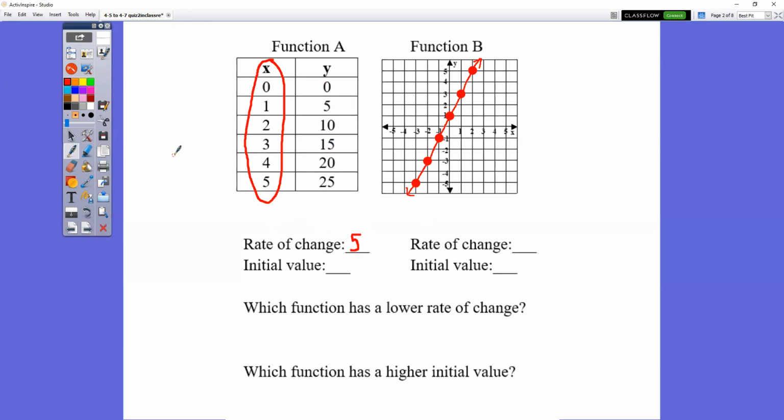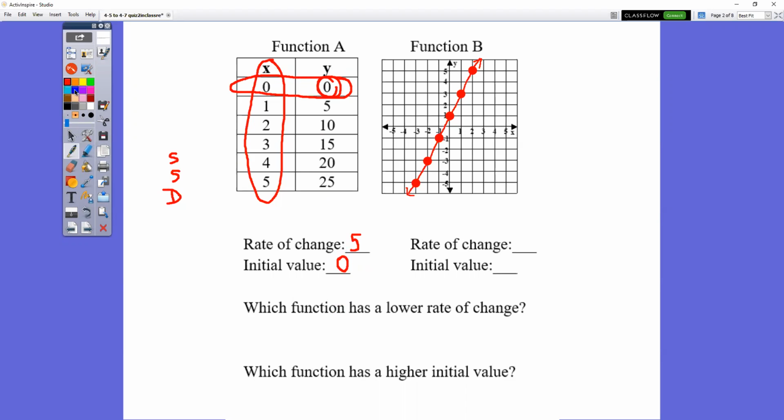You could do subtract, divide to find your rate as well. If you did that, you would still get an answer of 5. We have 5 minus 0, 1 minus 0, 5 divided by 1 is 5. For your initial value, it's when X equals 0, whatever your Y value is. So when X equals 0, Y is 0. So your initial value is 0.